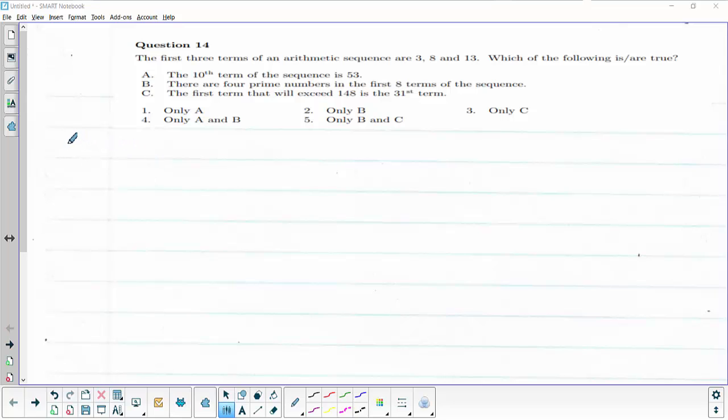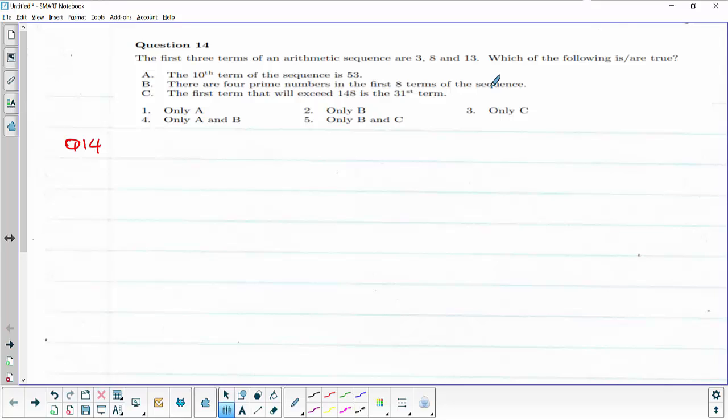Answer to question 14. So let us have the question. The first three terms of an arithmetic sequence are 3, 8, and 13. Which of the following is true, or which of the following are true? We have option A, we have B, we have C.